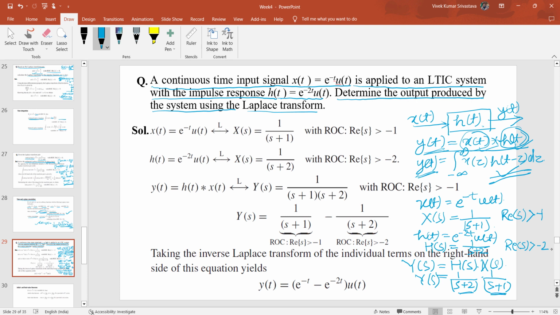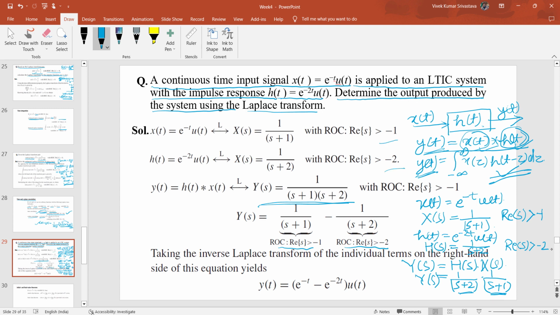Okay, so here I am using the partial fraction method. Once I use the partial fraction method, I basically divide this Y(s) into two basically known Laplace transforms, that is 1 over s plus 1 minus 1 over s plus 2. Here the region of convergence I am taking the same as this one.